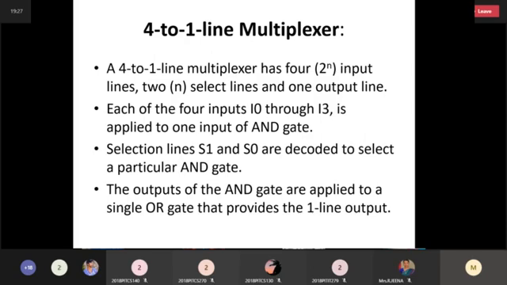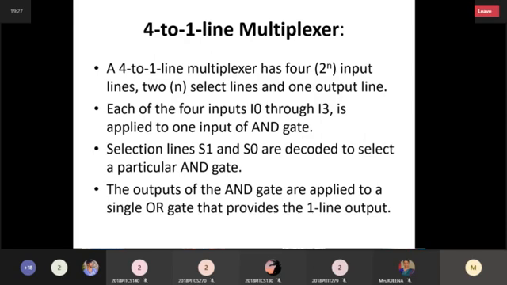So your input will be 4 inputs. What are the inputs? From 0 to 2 power n minus 1, so 0 to 3, because 4 inputs: 0, 1, 2, 3. Each of the 4 inputs I0 through I3 is applied to one input of an AND gate. For every input you have to apply an AND gate.